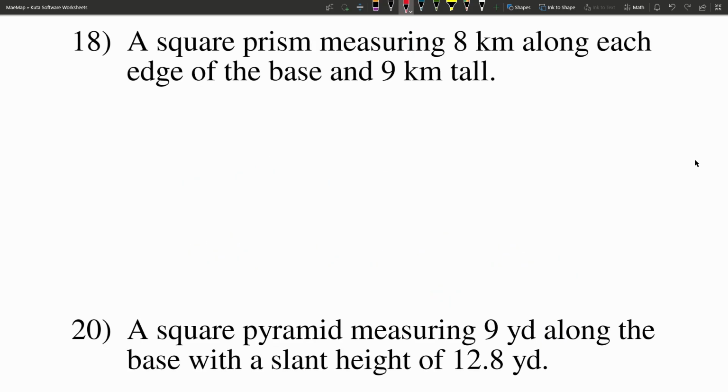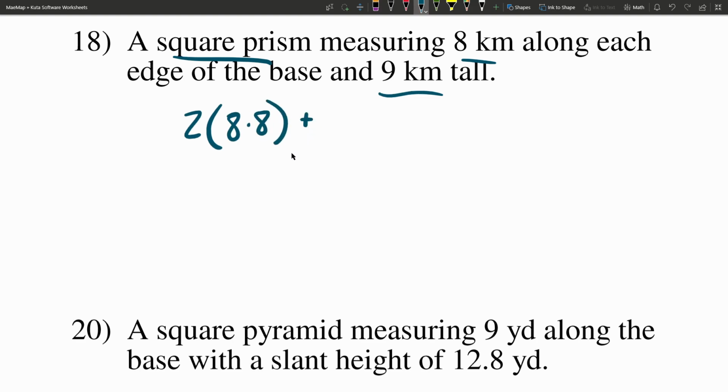In number 18, it says that we have what kind of figure? A square prism, measuring 8 kilometers along each edge of the base, and it's 9 kilometers tall. So think about a square prism. If the base is a square, and we know we have 2 bases, that's 2 sides that are going to have an area of 8 by 8. So 2 sides have that area of 8 by 8.